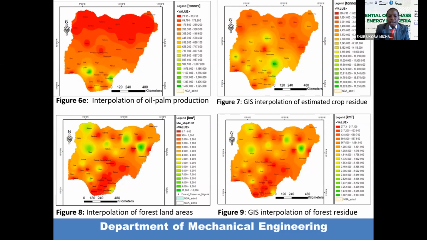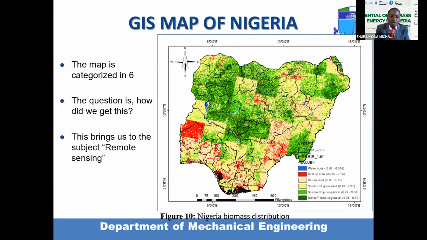In figure 10, we have the Nigerian biomass distribution across the various states. Now, how is this achieved? It is achieved through the process or the software called remote sensing.